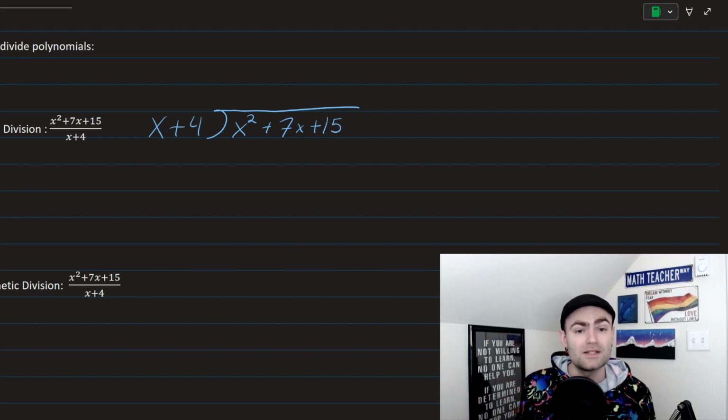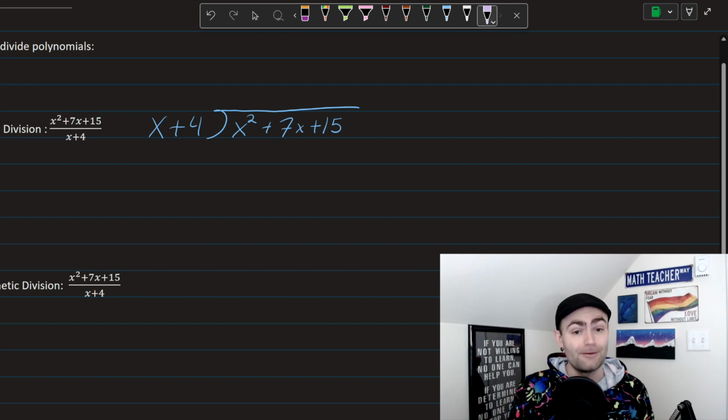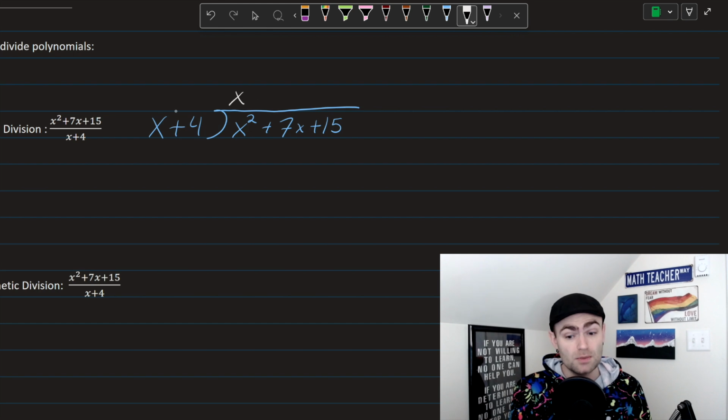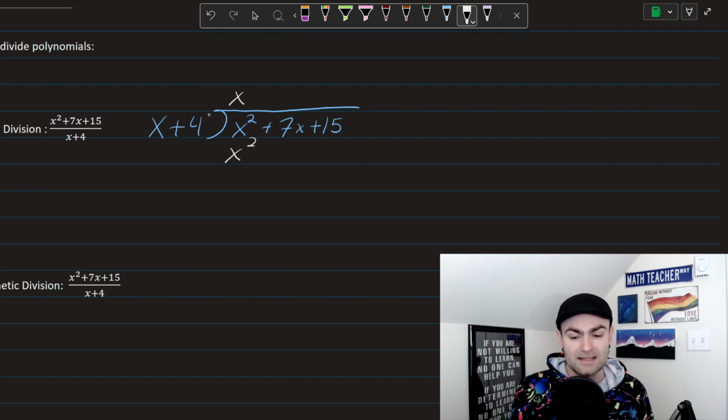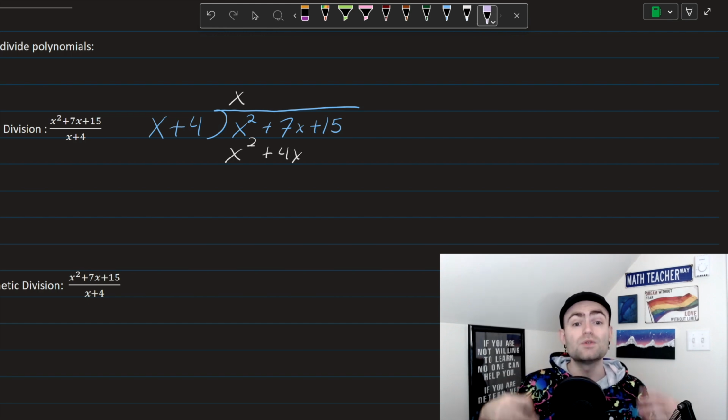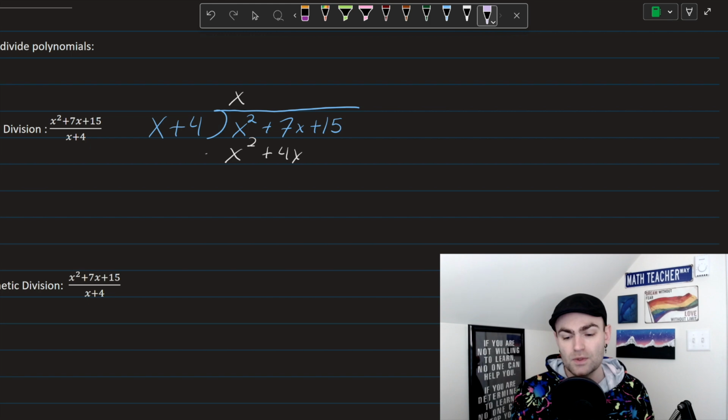Now, when we go about this, we're asking ourselves a question consistently, and that is, how do I turn the first term, this x, into an x squared? Well, the answer to that at first would be to multiply by x. So we're going to distribute this x into all parts of what I'm dividing by. So x times x is x squared, x times positive 4 is positive 4x, and then we are going to subtract this. So I'm going to subtract the entire thing.